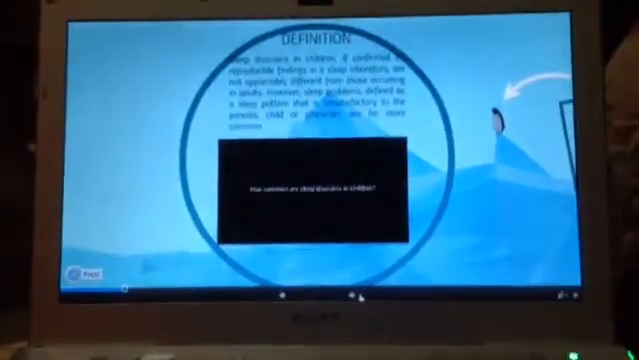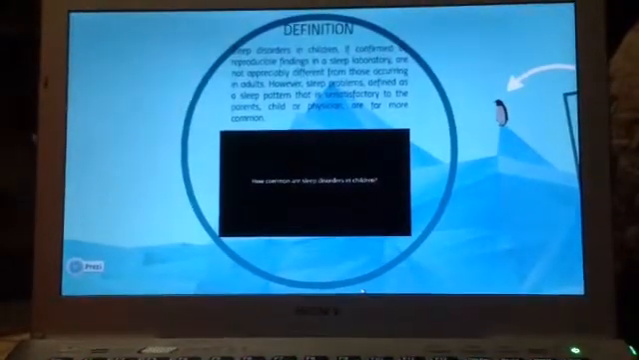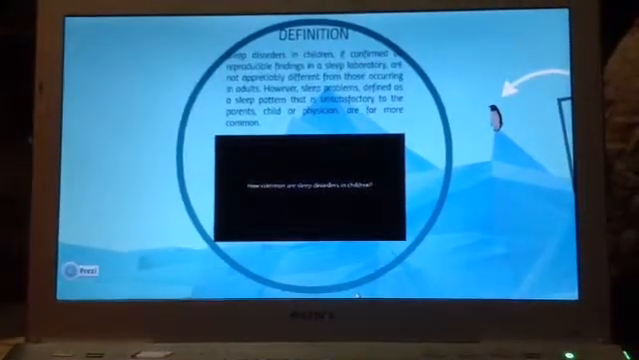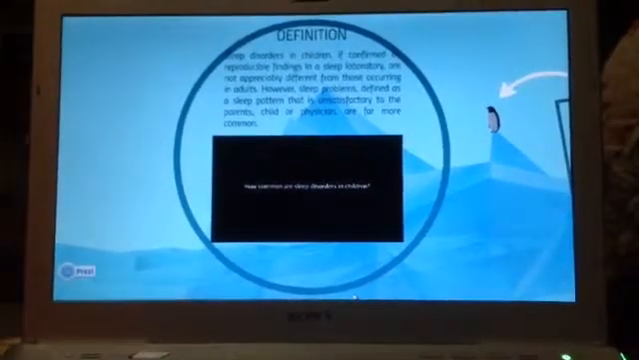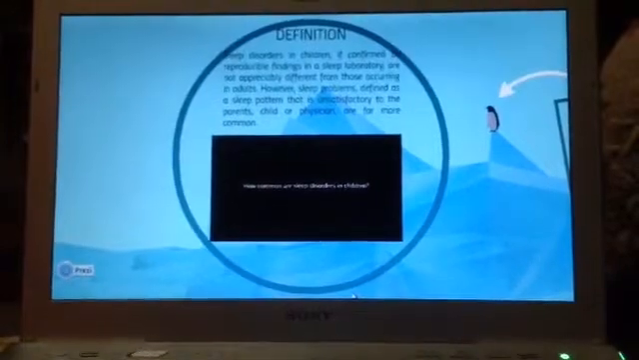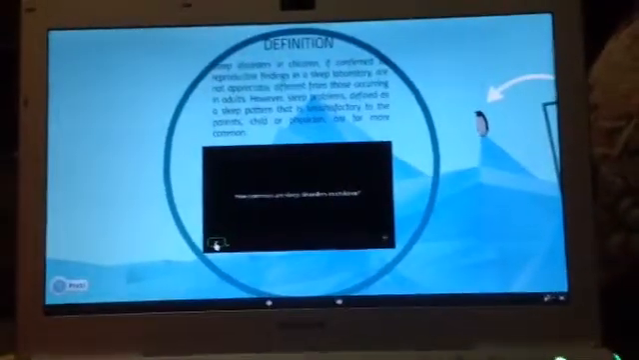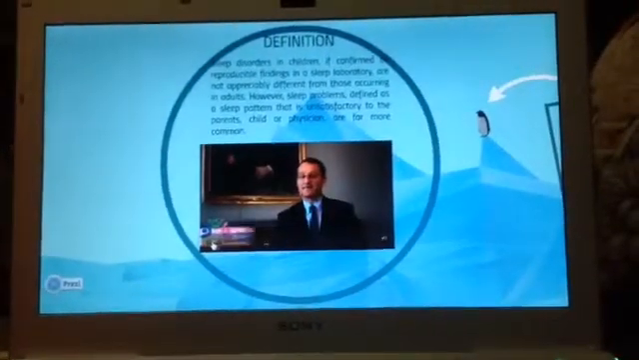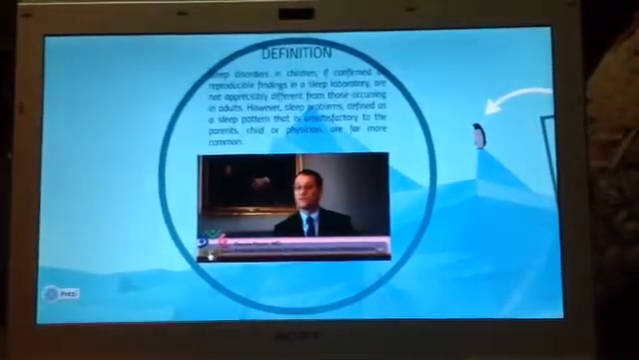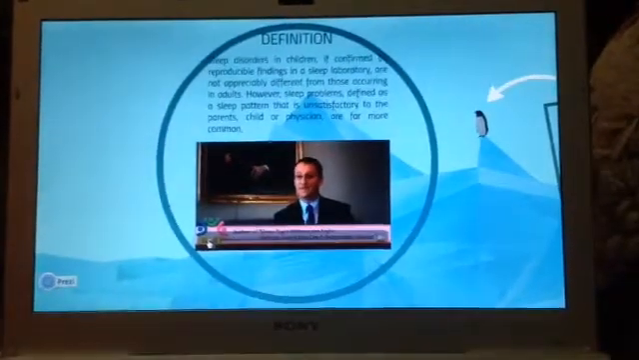Sleep disorders in children, if confirmed by reproducible findings in a sleep laboratory, are not appreciably different from those occurring in adults. However, sleep problems, defined as a sleep pattern that is unsatisfactory to the parent, child, or physician, are far more common. 20 to 30% of children have difficulties falling or staying asleep. 2 to 4% of children have difficulties breathing at night, something which is known as obstructive sleep apnea.